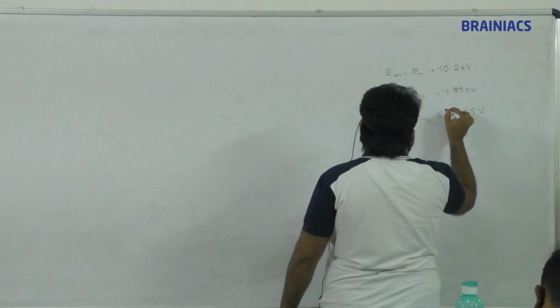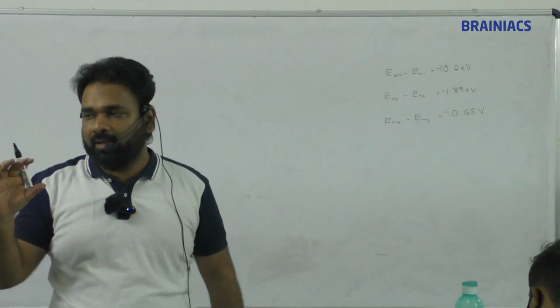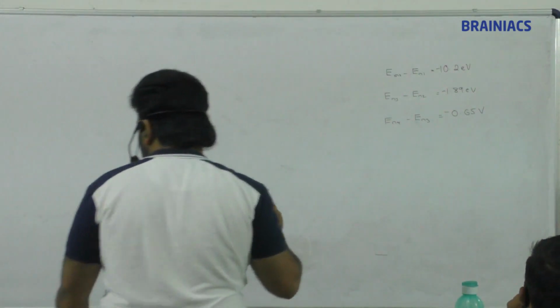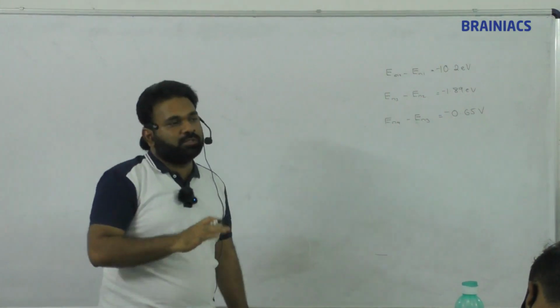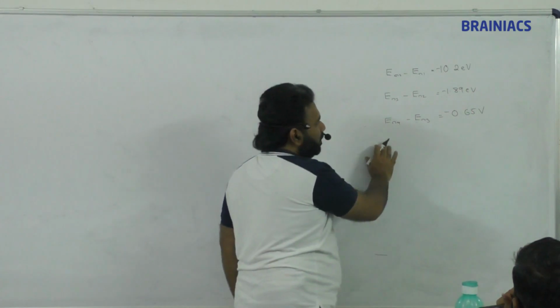All are negative values, so magnitude-wise if we take them. The difference in total energy will be negative. The difference in kinetic energy will be positive. The difference in potential energy will be negative. Correct? So do it carefully.